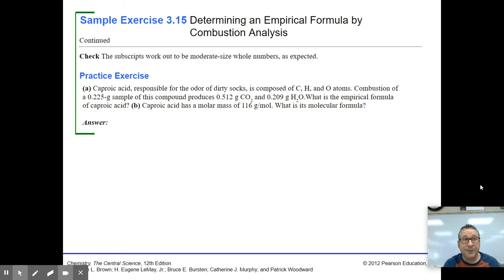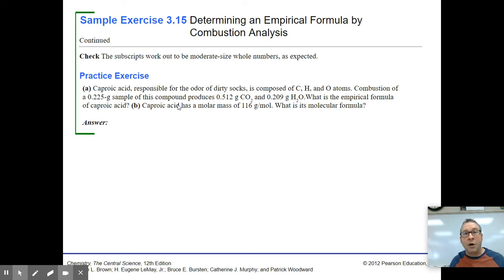Caproic acid, which is responsible for the odor of dirty socks, is composed of, wouldn't you guess it, carbon, hydrogen, and oxygen atoms. Combustion of a 0.225 gram sample of this compound produces 0.512 grams of CO2 and 0.209 grams of H2O. A, what is the empirical formula of caproic acid? And B, if caproic acid has a molar mass of 116 grams per mole, we could also say a molecular weight of 116 AMU, what is its molecular formula?